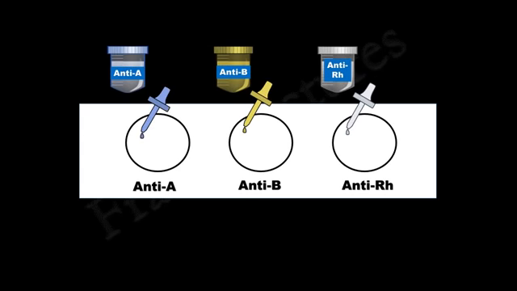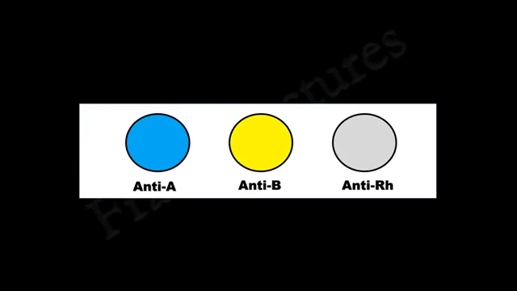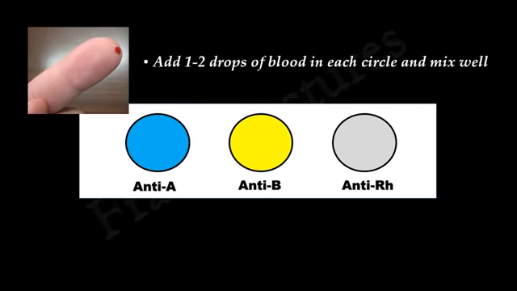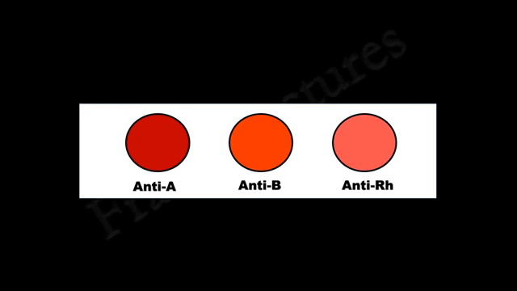We will take a clean glass slide and mark 3 circles. Label them as anti-A, anti-B and anti-Rh. We will put a drop of each reagent in the respective labeled circle. Next, we will add 1 to 2 drops of blood in each circle. We will mix the reagent in the blood and observe the slide after some time. Agglutination, that is, visible red granules, will confirm the presence of antigens. No agglutination means the antigen specific to the target antibody is absent. Let's look at the possible observations and their interpretations.